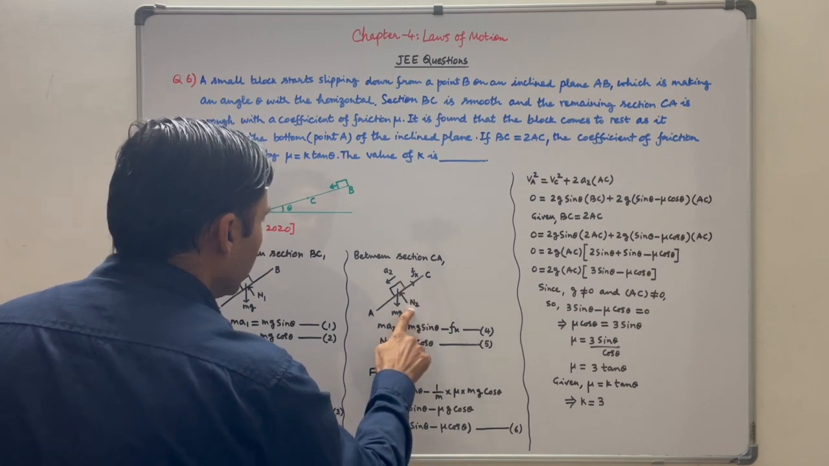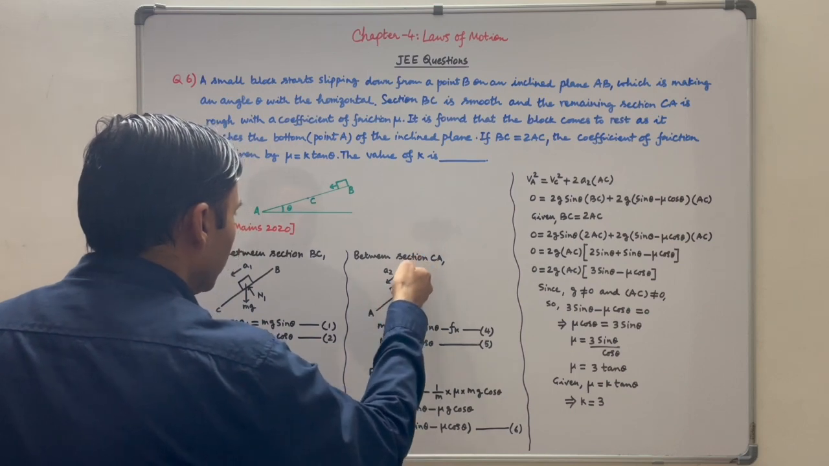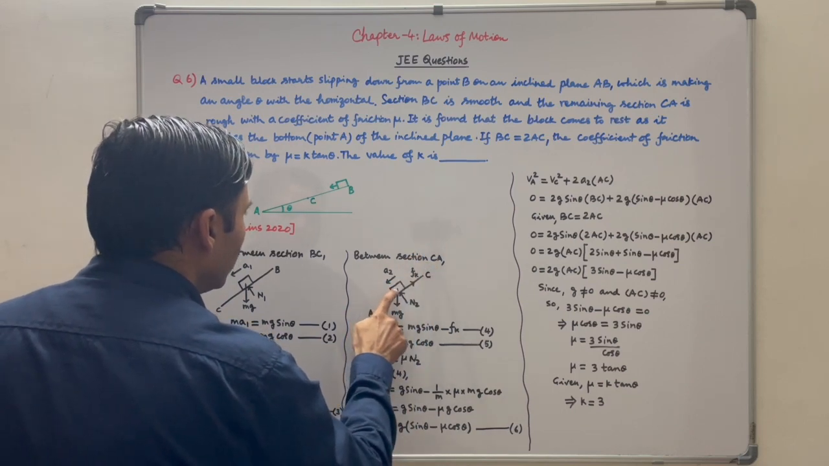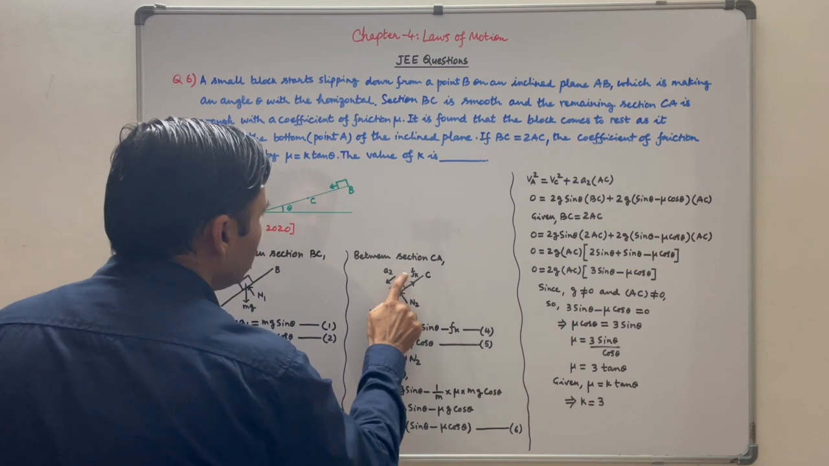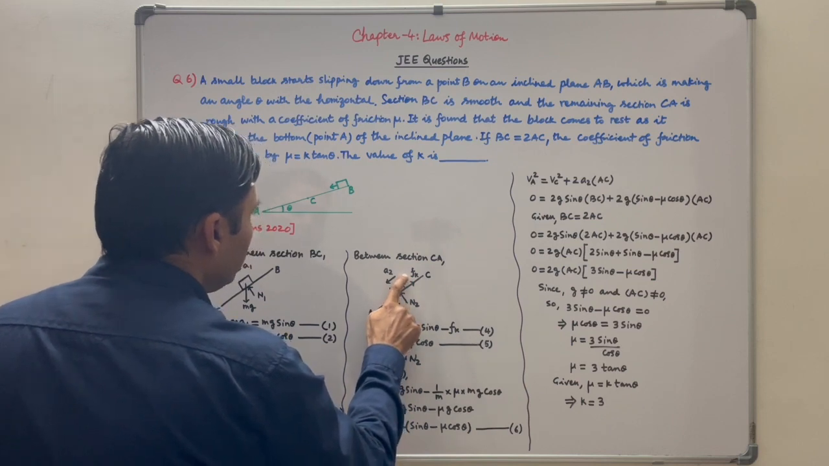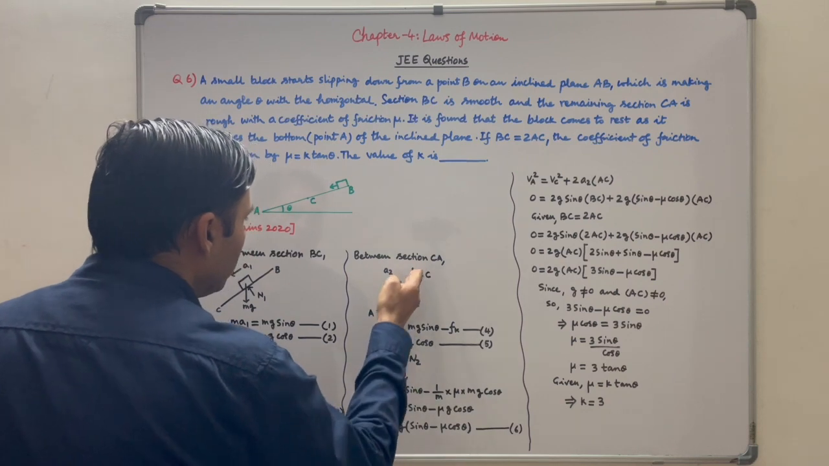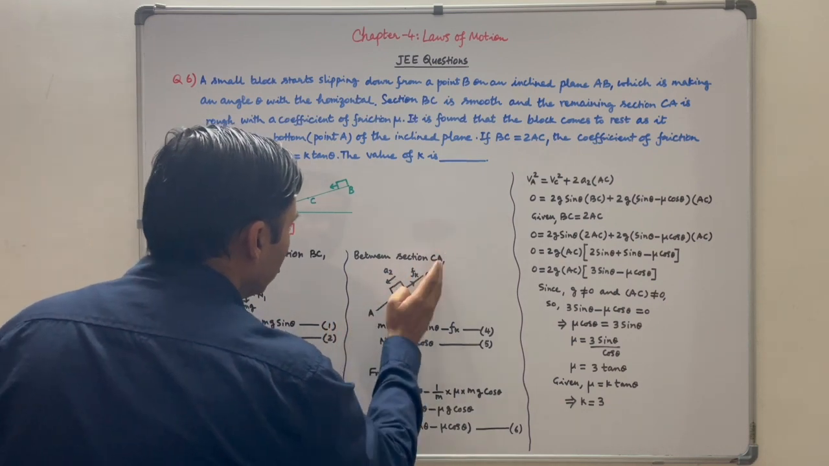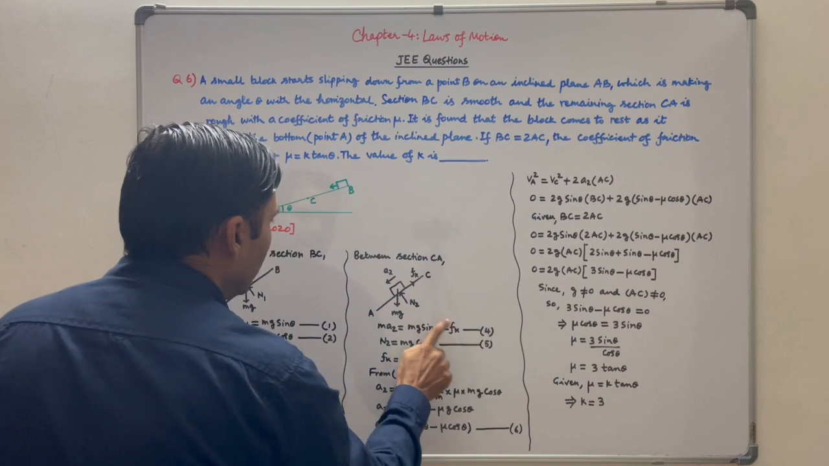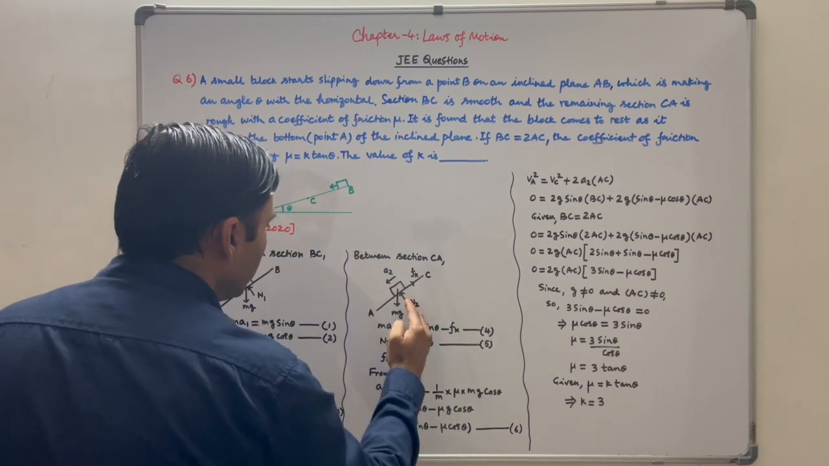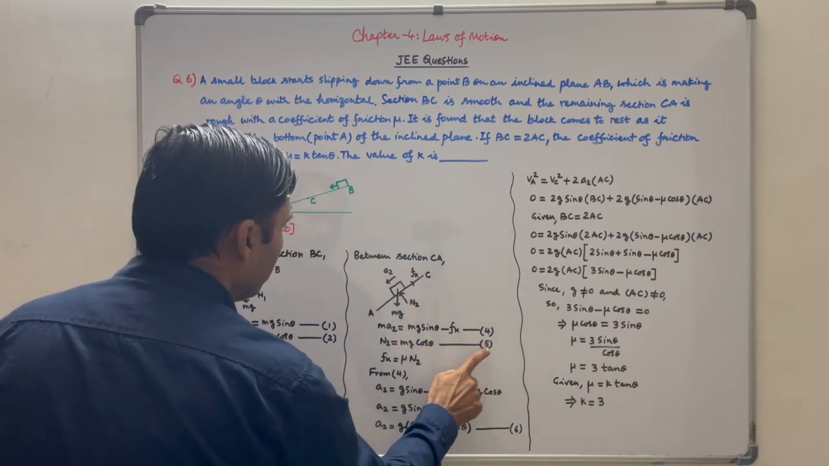N2 is the normal reaction applied by the plane. Since this block is accelerating downwards, the friction force on it will work up the plane. It is represented by Fk. We can write the equation of motion as m a2 is equal to mg sin theta minus Fk. This is equation number 4. And N2 is equal to mg cos theta. This is equation number 5.